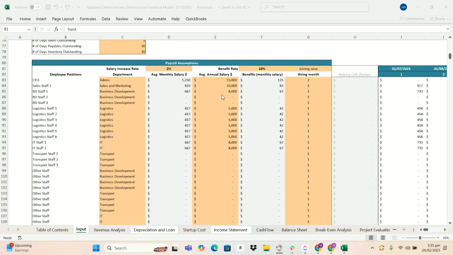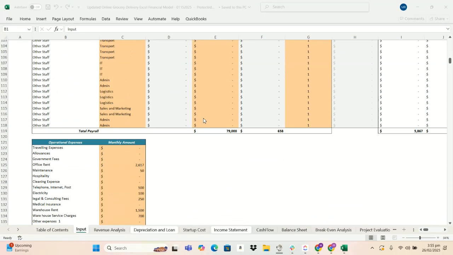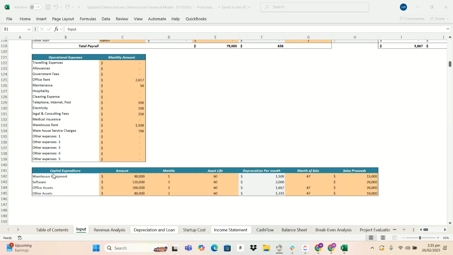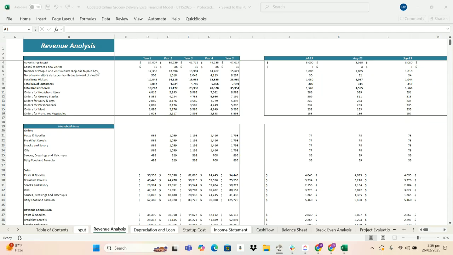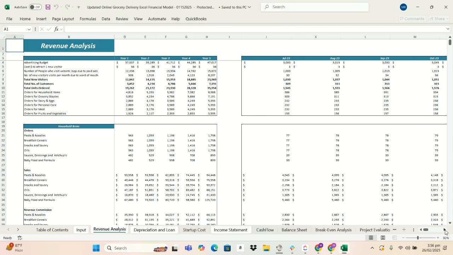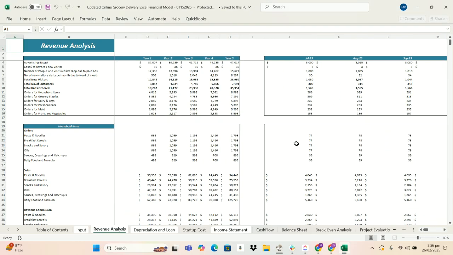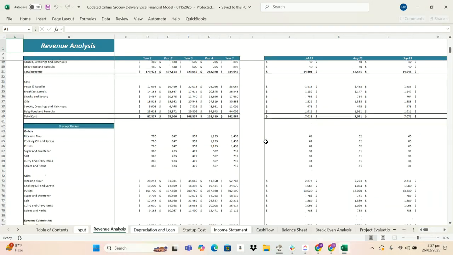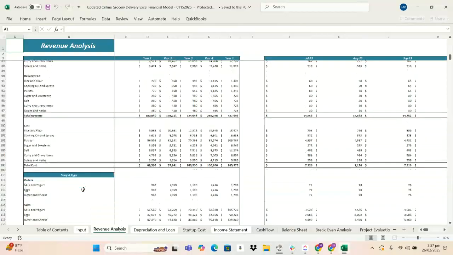Over here we have our payroll assumption, then we have our operational expenses, and then we have capital expenditure. Next up we have our revenue analysis, which is calculated on yearly basis and on monthly basis as well. Over here we have calculated our total revenue, our total cost of each segment.